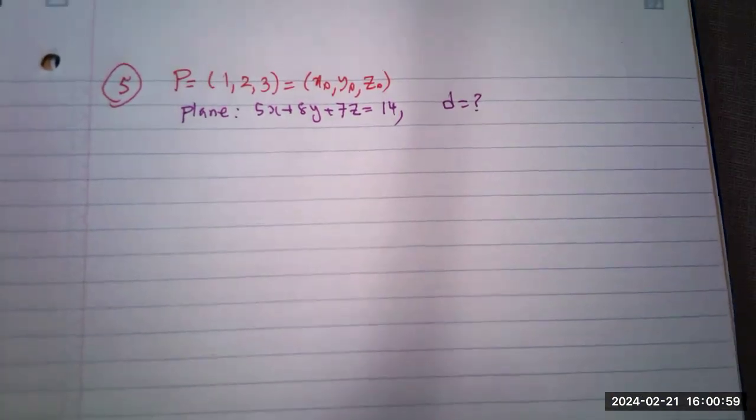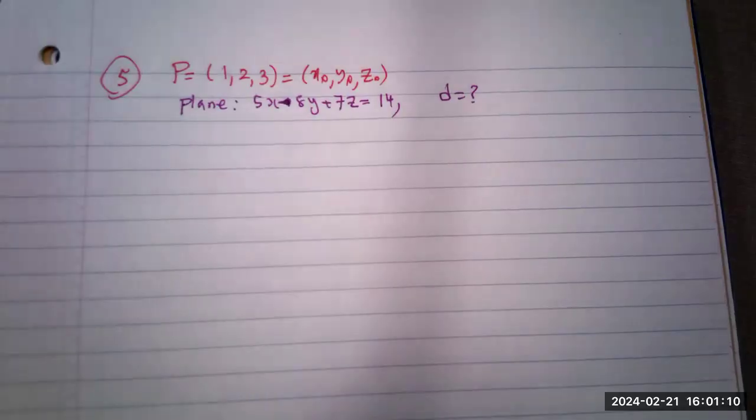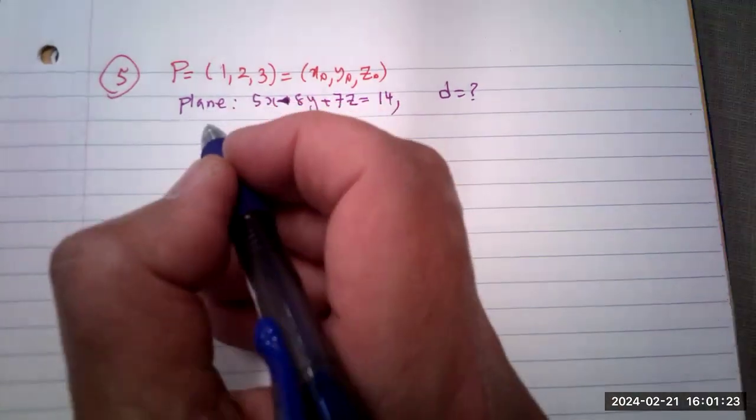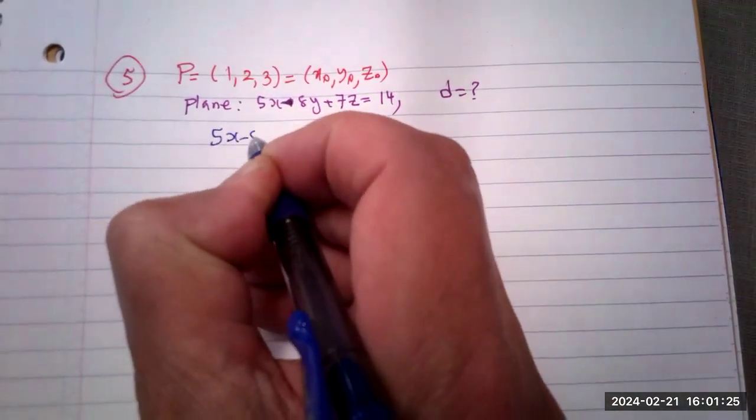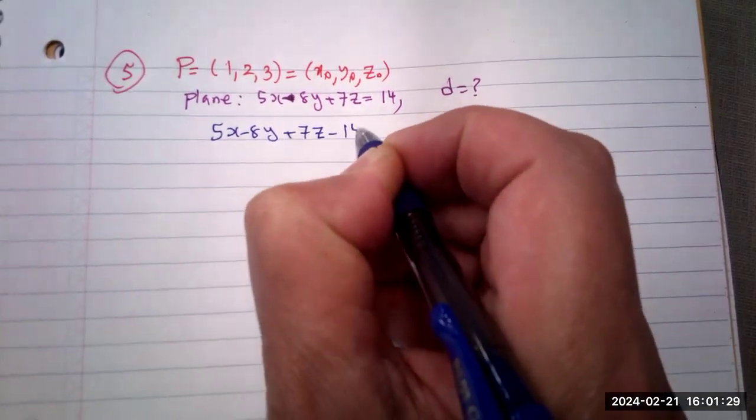Is the 8y negative? Which one? This one? Yes, for part 5. On the PDF, it says 5x minus 8y. Yeah. Okay, very good. So you have to move the 14 to the left for operating, because in the formula, it's equal to 0. So make sure you do it. So we change this one. It's 5x minus 8y plus 7z minus 14 equal to 0.